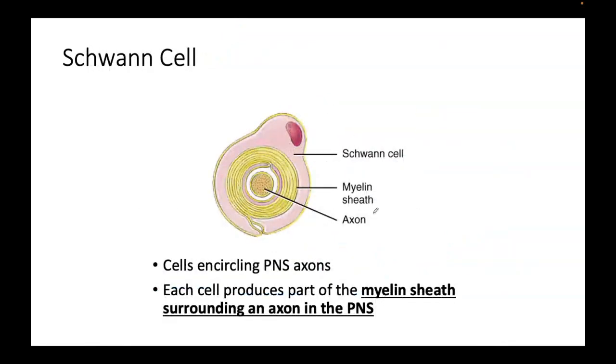Schwann cells we already covered when we did oligodendrocytes. They produce the myelin sheath in the peripheral nervous system. So the axon's in the middle, and then the thick substance going around, that's the myelin. When it breaks down in that autoimmune condition, that's multiple sclerosis.